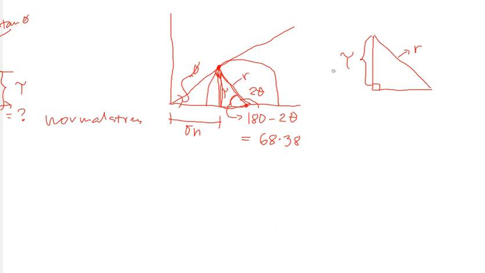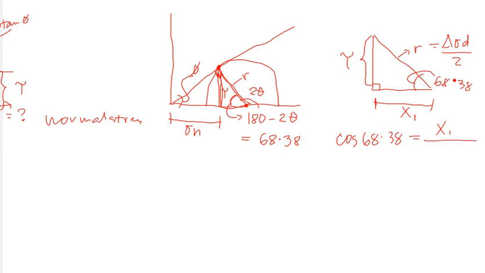And then, alam natin na yung value natin dito is yung R, that is radius. So, yung radius natin dito, that is equal to the deviator stress over 2. And then, hindi natin alam yung x natin dito. So, let's denote that as x1 kasi hindi natin alam yung value. And then, we have here this angle, 68.38. So, using our cosine of 68.38, that is equal to x1 over the hypotenuse. Adjacent over hypotenuse, yung hypotenuse natin dito is yung radius, which is equal to the deviator stress over 2.